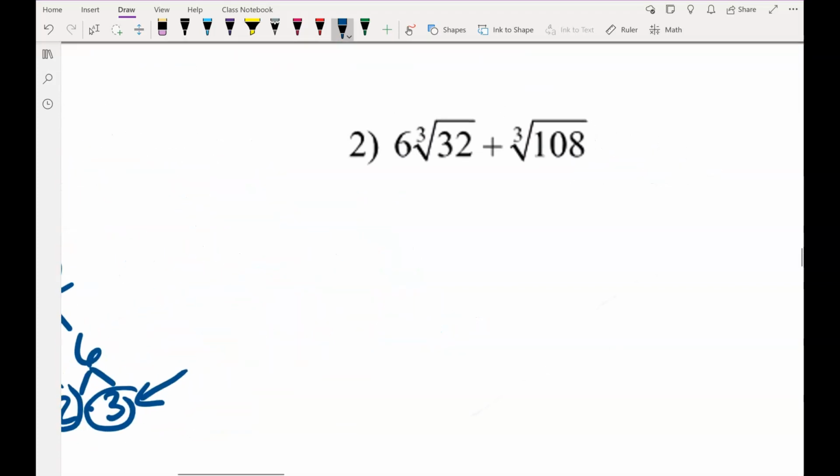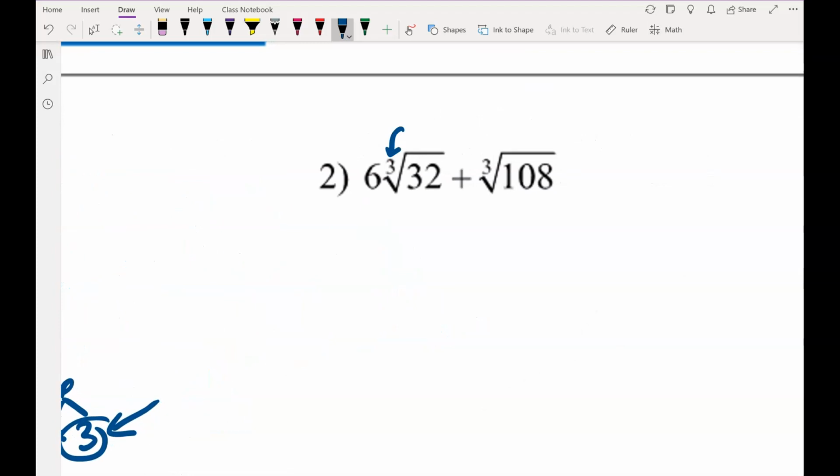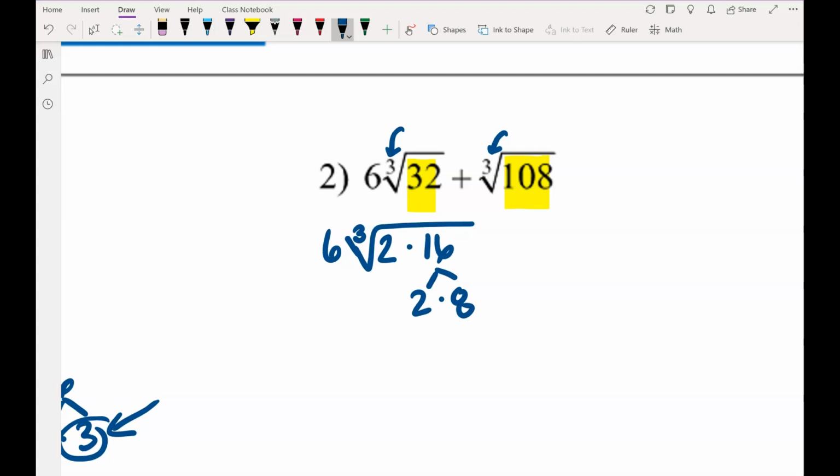Number 2, index is 3. Okay, so this is your index. This is your index. The radicands, 32 and 108, are not identical. So right now you cannot add. So let's factor it out. Third root of 32, I'm going to break it down as 2 times 16. And then break that down as 2 times 8. And if right now you know the third root of 8 is 2, you can stop right here and just write it like this: third root of 2 times 2 times 8. If you don't, you can break 8 down to 2 times 2 times 2.